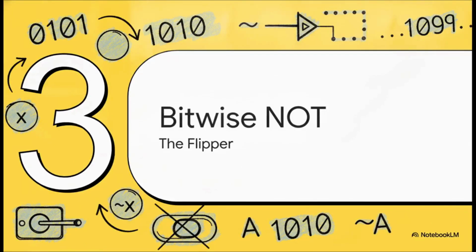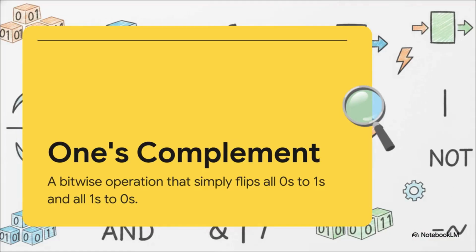Let's dive into section 3. Bitwise NOT, also known as the flipper. Unlike AND, OR, and XOR, which obviously require two operands to compare, this next operator works entirely solo on just a single variable at a time.